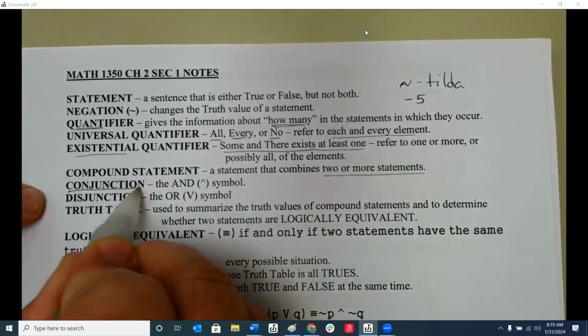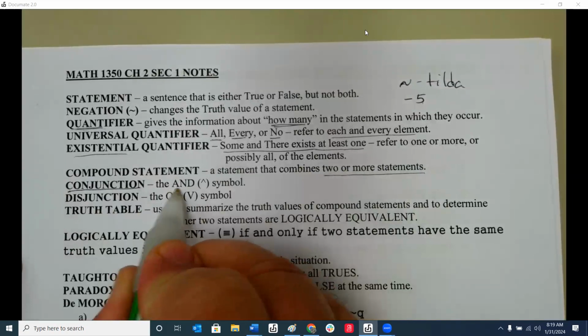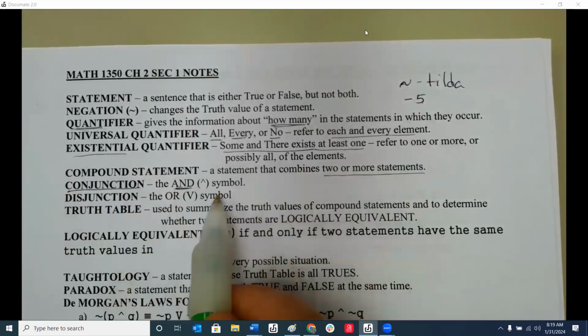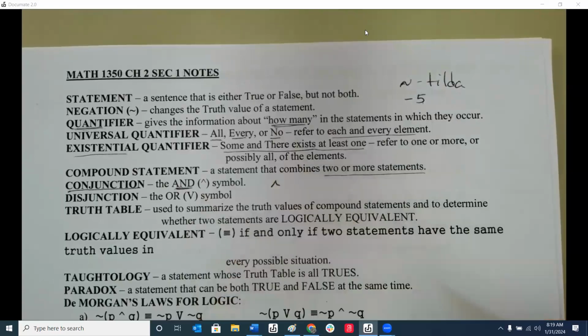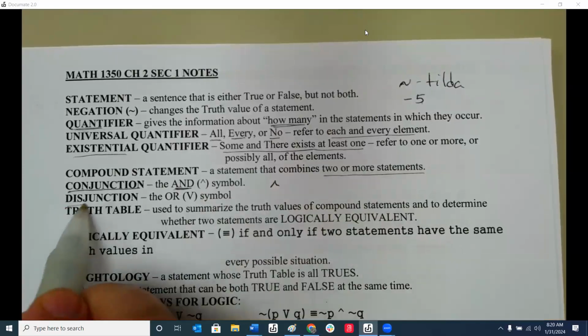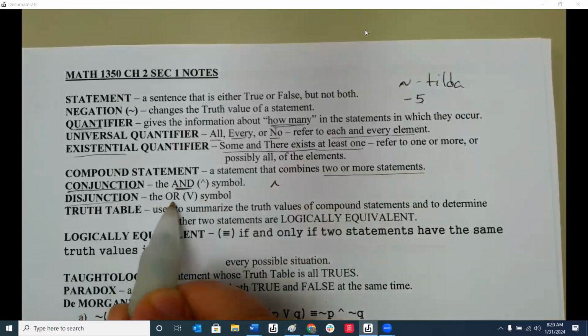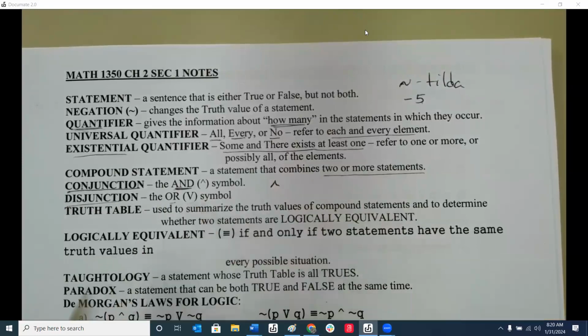Conjunction. Use the word and. Uh-oh, there's that symbol. That's that little pointy arrow up. That's the and symbol. Disjunction is the or statement. That's the pointy arrow down. And we're going to learn what those mean. And yes, they do have meanings in mathematics.